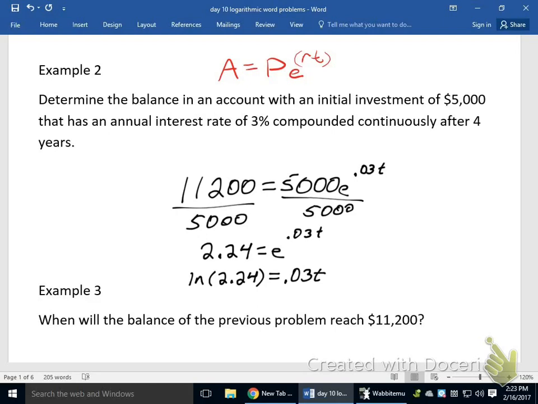To finish solving for time, all I've got to do is divide by 0.03. So time would equal the natural log of 2.24, close the natural log, divided by 0.03, and we're ready to type it in. And I get about 26.9 years.